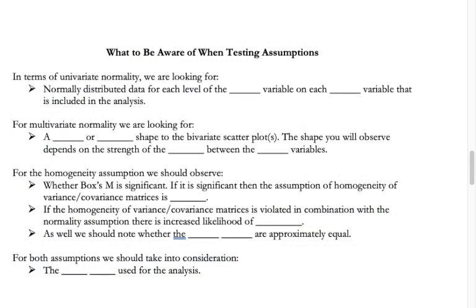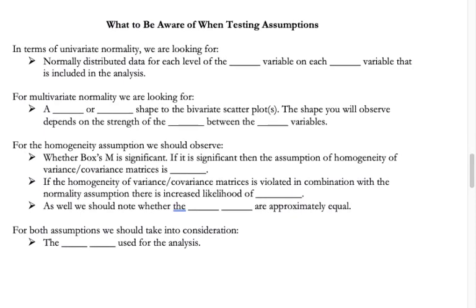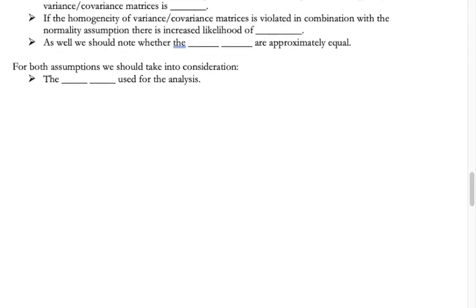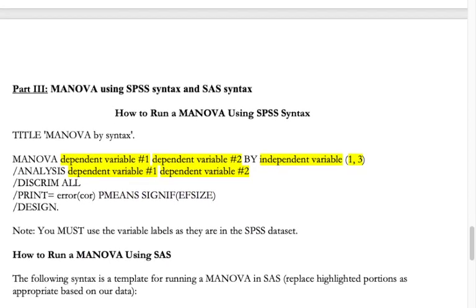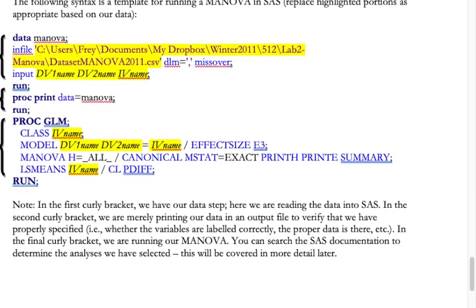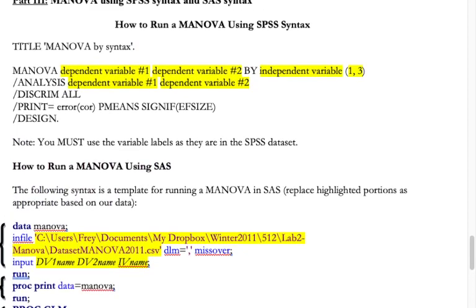So I will leave you with this: what to be aware of when testing assumptions. There's blanks here. Try and fill them out, and we'll go over it in lab on Monday. And we'll also do this in lab on Monday, actually running the MANOVA. If you want to have extra fun, you can do it using SAS. But we don't have to yet. We will soon be using SAS though, so keep it in mind.